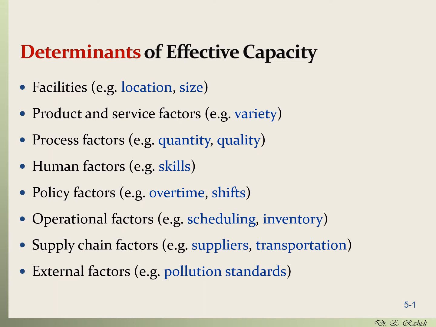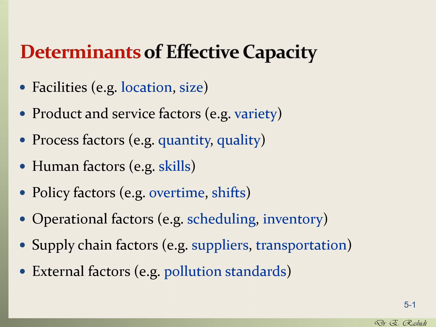For processes, the quantity, the quality, and the efficiency, how fast the process can be performed, is the determinant of the effective capacity. If you have human factors, the skills, the amount of skills, how skillful they are, that's the determinant of effective capacity and the capacity for them.